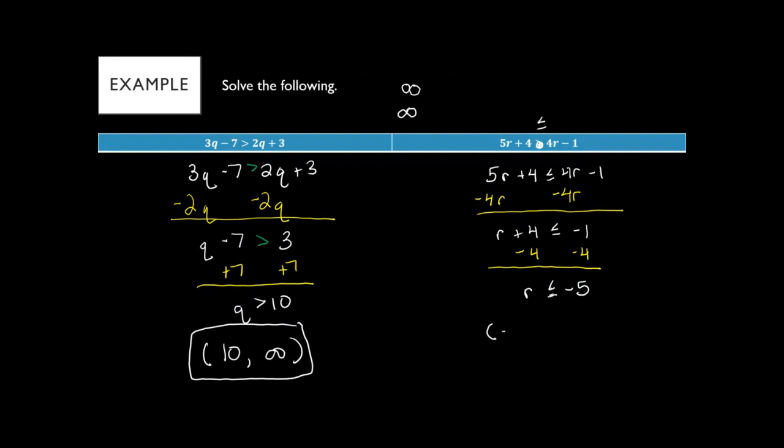So we have parenthesis, negative infinity, comma, our number, which is negative 5, and then a bracket. And that's how we write this in interval notation. This answer basically means any number less than or equal to negative 5. So any number smaller than negative 5, or you can use negative 5. Any numbers that follow those rules will work in this equation. So there's more than one number that will work, and this is how we indicate that. Are there any questions?